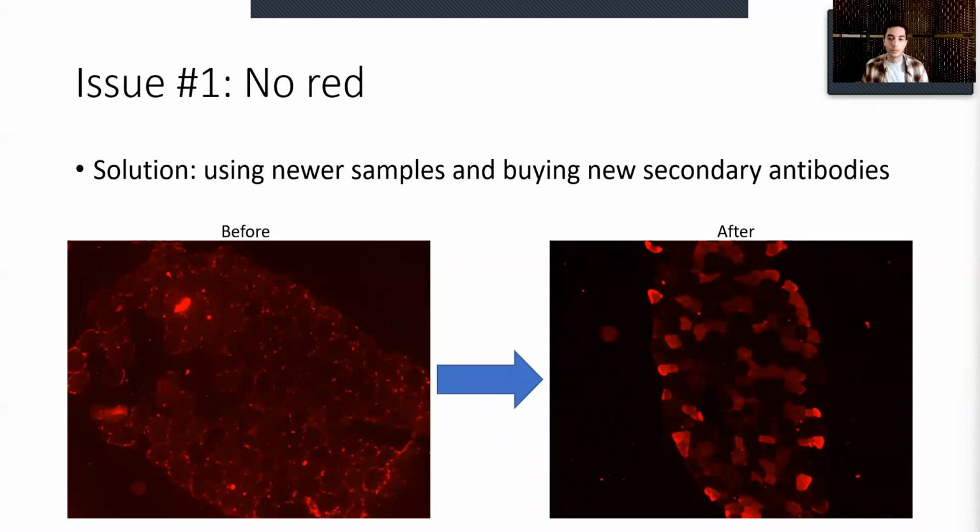So here's our first issue, the lack of specific red binding. We always saw a generalized red stain, but upon raising the exposure in the past, and after using more recent samples and buying new secondary antibodies, then we realized, wait, this is going away now, and we're actually seeing specific binding. So that's one issue fixed.